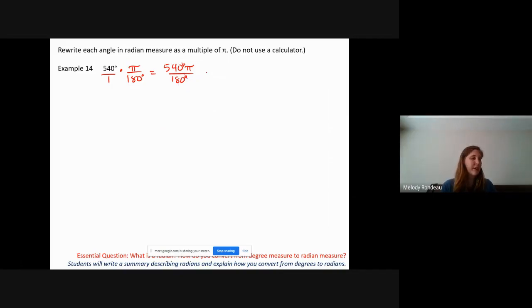540 over 180. The zeros mean that I could divide both of them by 10, but I'm going to go a step further and actually go 54 and 18, I know are both divisible by 9. So I'm actually going to divide by 90. But again, you could be using a calculator to simplify this part of it. So when I do that, I get 6 pi over 2, which means I didn't pick the biggest thing I could have picked, and that's okay. 6 divided by 2 then turns into 3 pi.